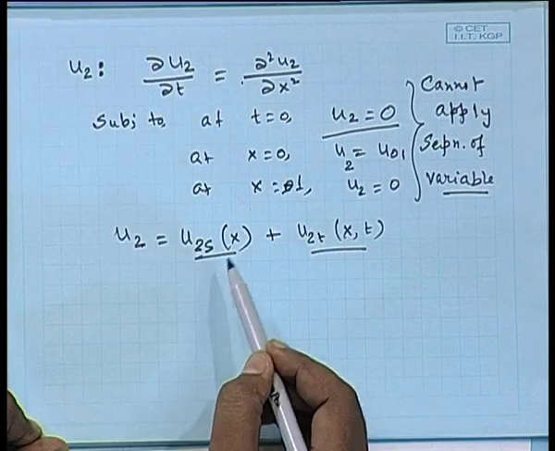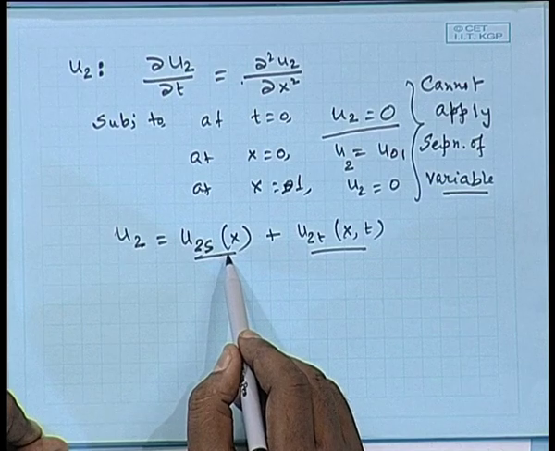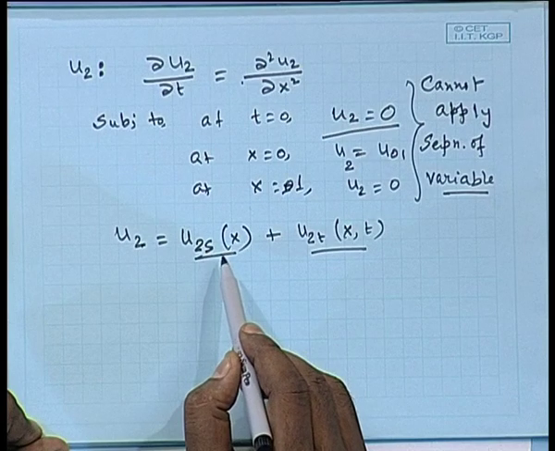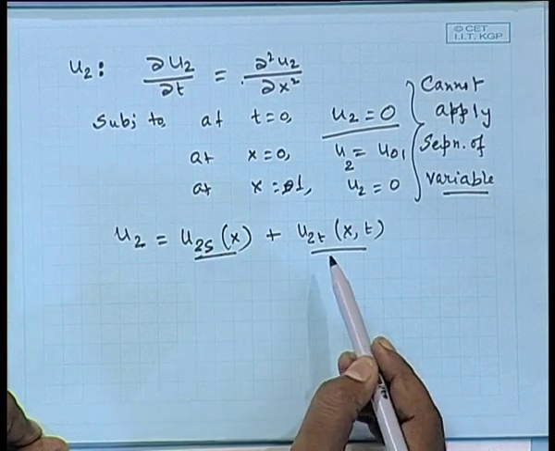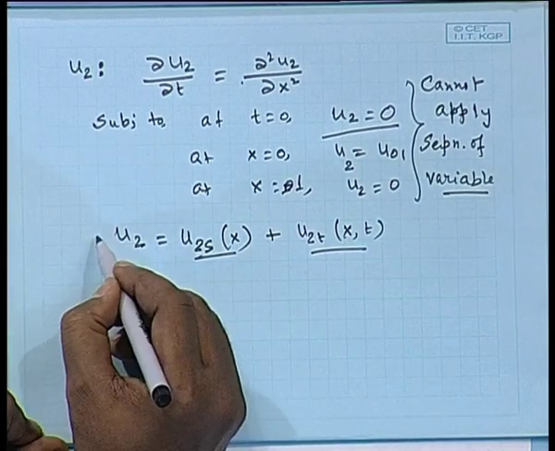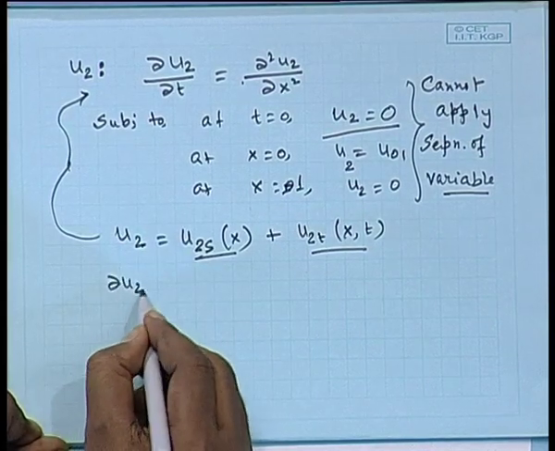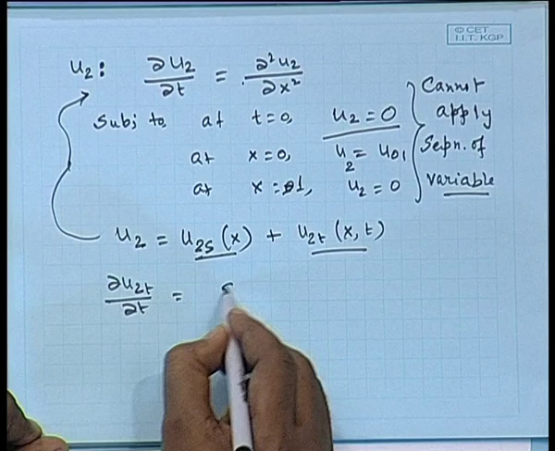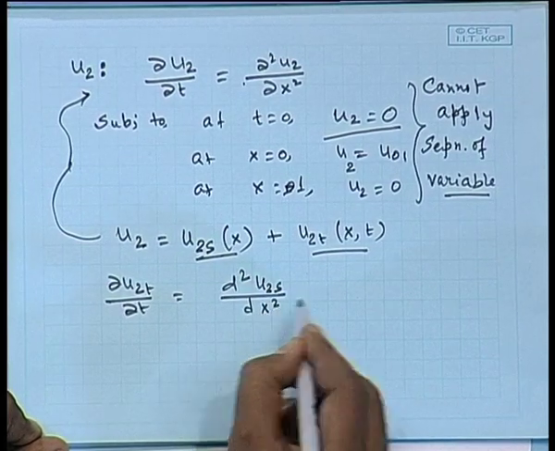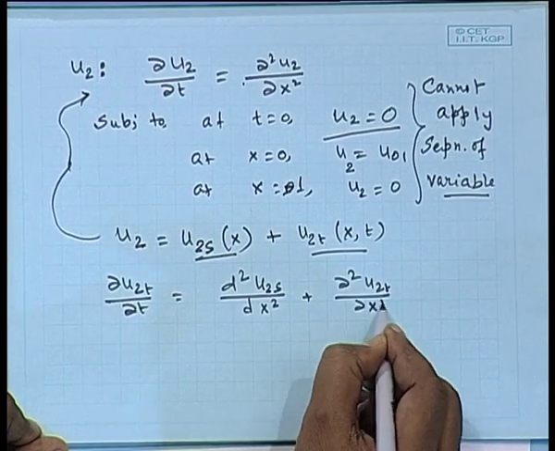Del U2 del t will be nothing but del U2t del t, because U2s is a function of x only. And on the right hand side, you will be having d square U2s dx square plus del square U2t del x square. That means, if you substitute this in your governing equation, what you will be getting? You will be getting del U2t del t is equal to d square U2s, a sole function of x, dx square plus del square U2t del x square.